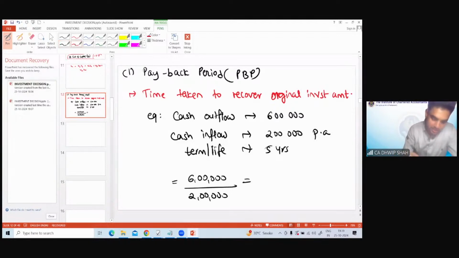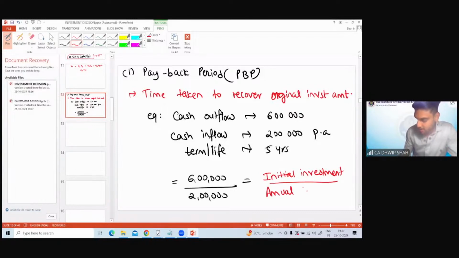So in other words, can I say the formula is cash outflow or initial investment divided by annual cash inflows per annum? Yes or no? This is the formula that your brain used to calculate to get the answer of 3.